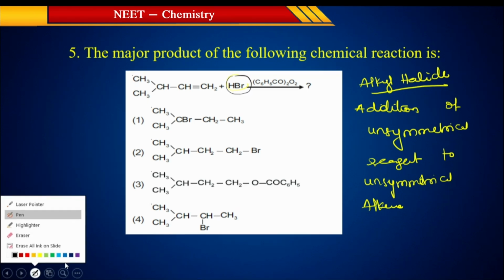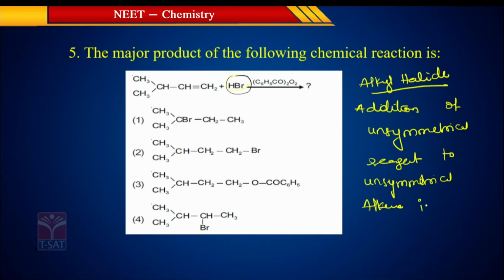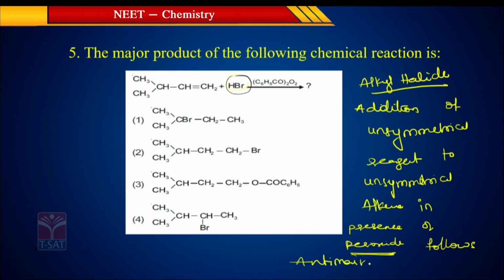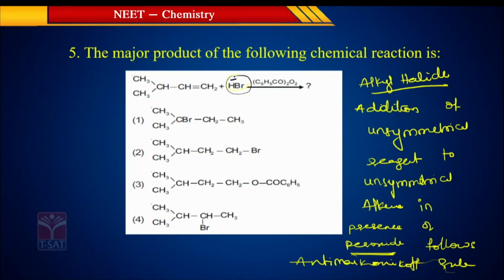And one more important thing is the presence of peroxide. This is the very important thing here. In presence of peroxide, what rule does it follow? It follows the anti-Markovnikov rule. In the absence of peroxide it follows Markovnikov, but in presence of peroxide it follows anti-Markovnikov. So, what is the anti-Markovnikov rule? In the reagent generally you will have two parts, one positive part, the other negative part. In HBr the positive part is H plus, negative part is Br minus.